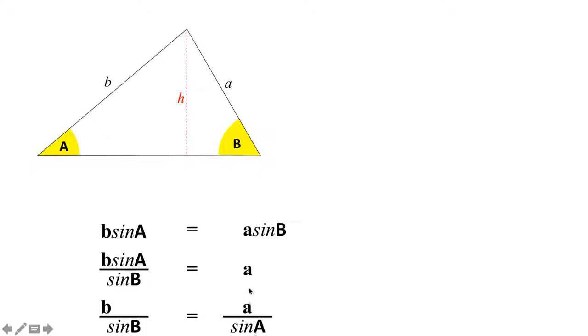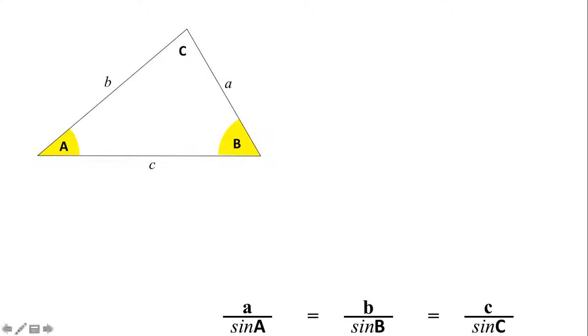A over sine A. And I could have done that for any pair of sides and angles in the triangle, so I chose to do it for the A's and the B's. I could have done it for the A's and the C's, or the B's and the C's. So that gives us the sine rule that A over sine A equals B over sine B equals C over sine C. So that's the sine rule.